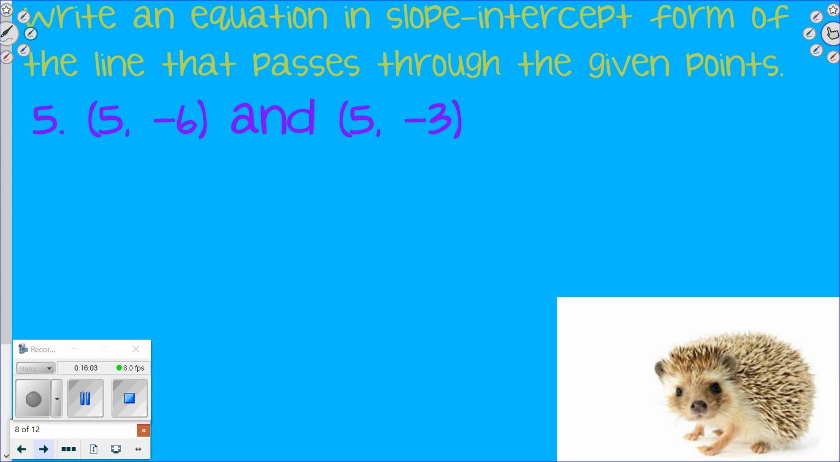All right, number 5. Sorry, you have to use your margins. I'm sorry. I really am sorry. Just write in the margins. Sorry.